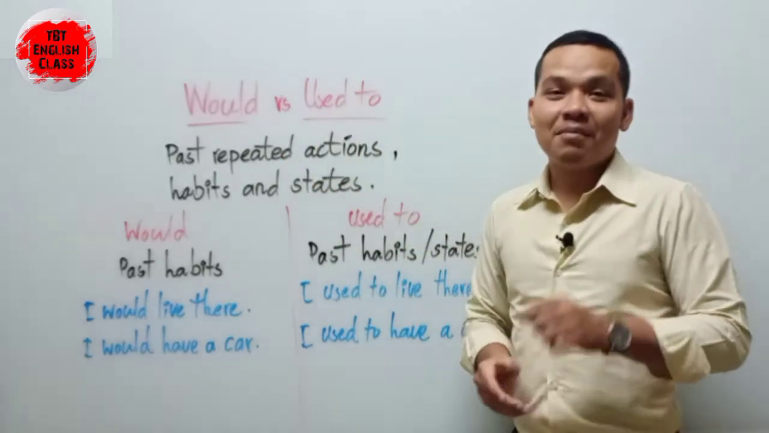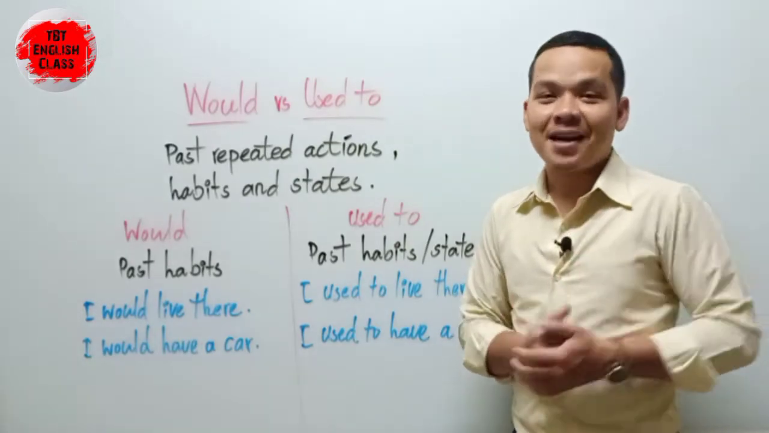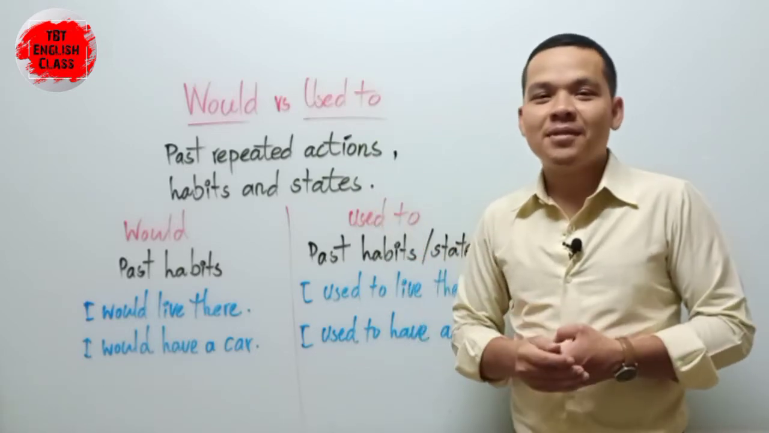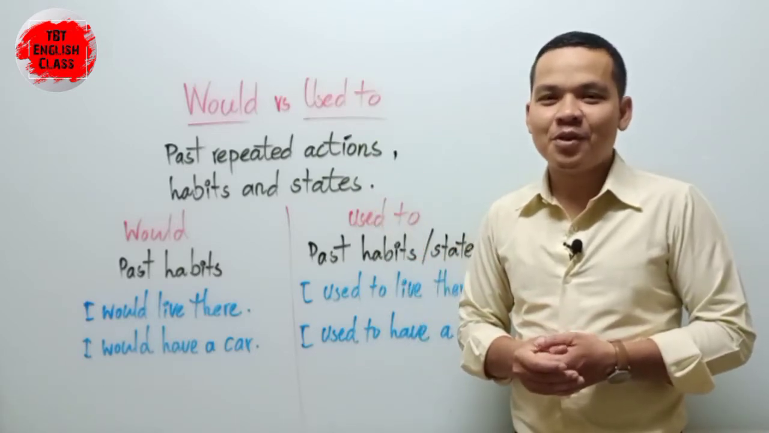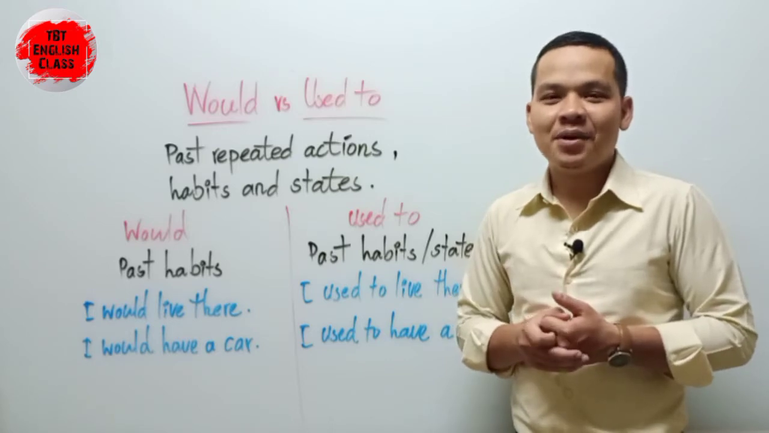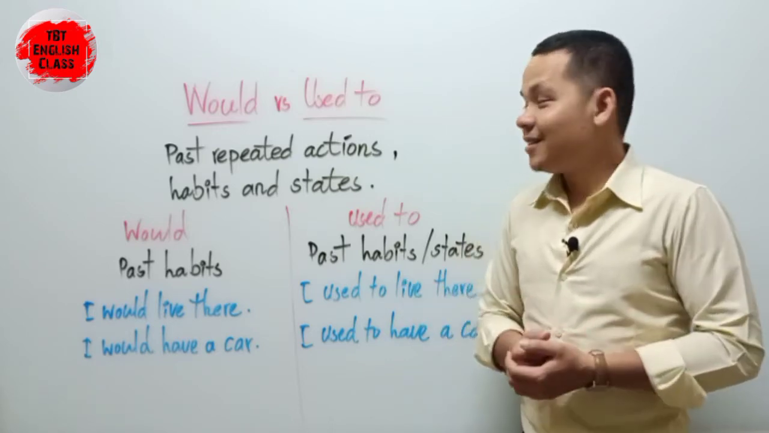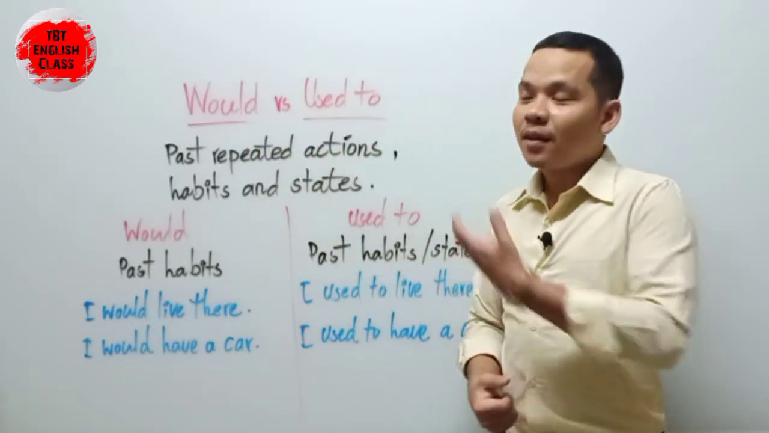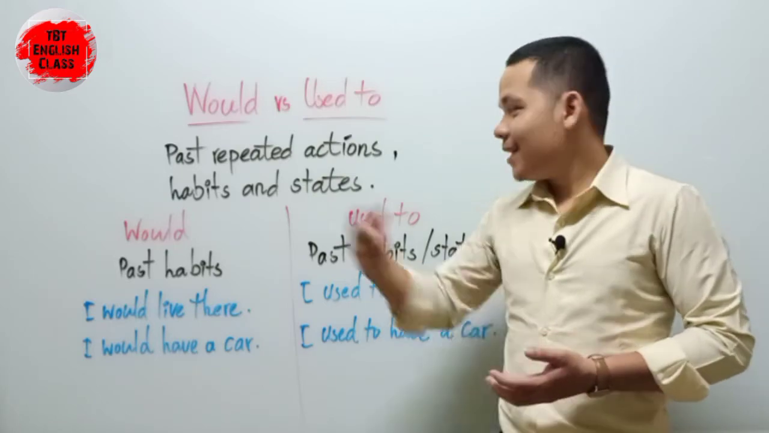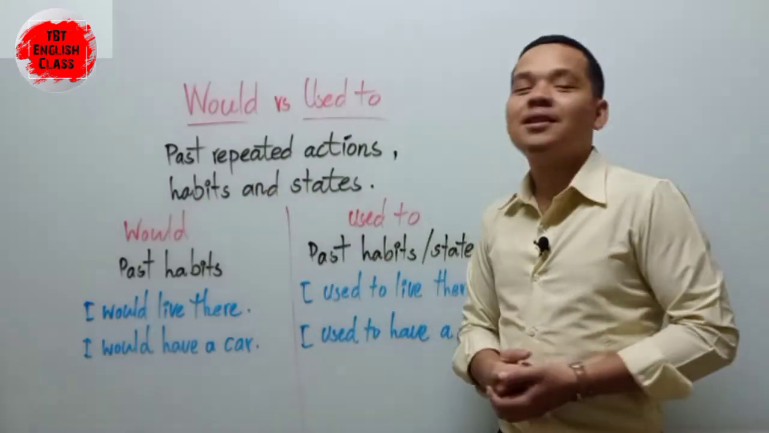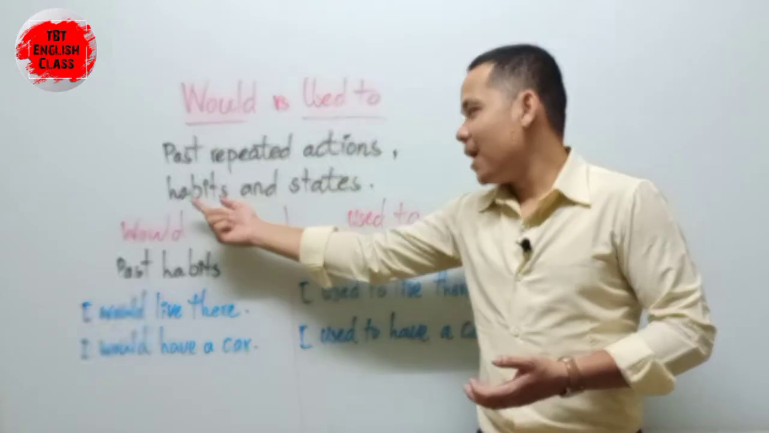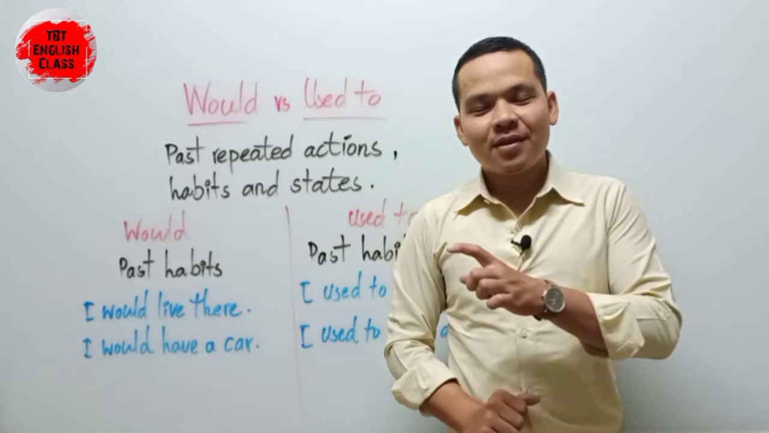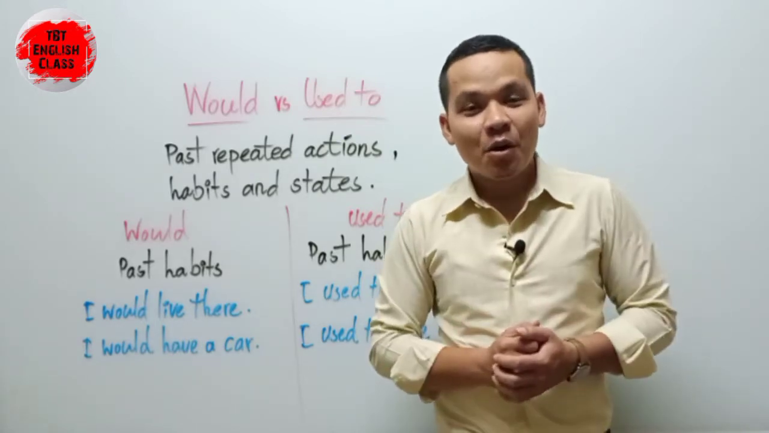Both of them talk about past situations, the same repeated action in the past. But the way that we use them is not the same way to talk about past situations. You got it? Two of them, would and used to, refer to repeated actions in the past, and also talk about past habits or states. You see? Past habits and states. Would and used to express past habits or states.